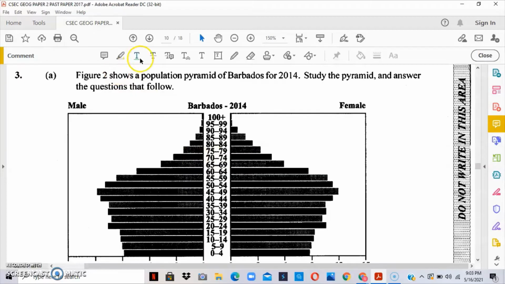So the 85 to 89 bracket, based on the size of the bar, the female section could go twice into the male section. So the female section is 2 times larger than that of the male. And the 90 to 94 could also go. So either 85 to 89 or 90 to 94 would be good.